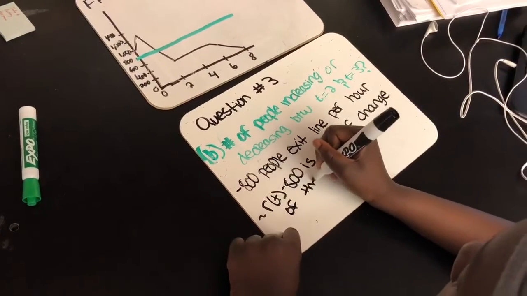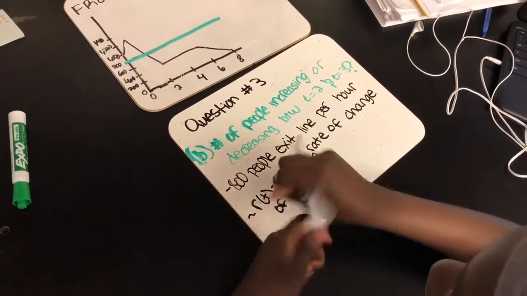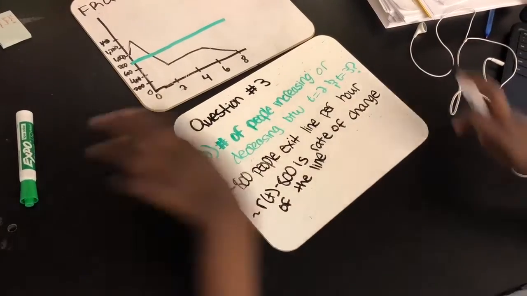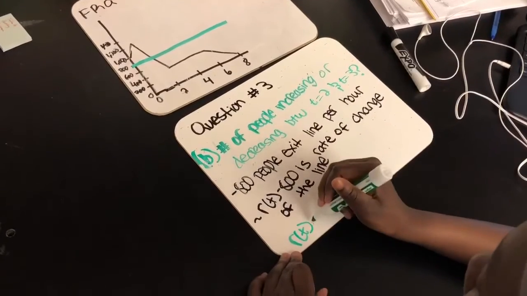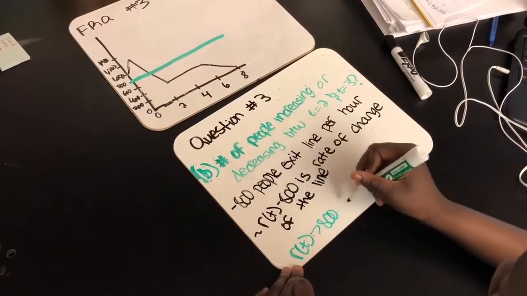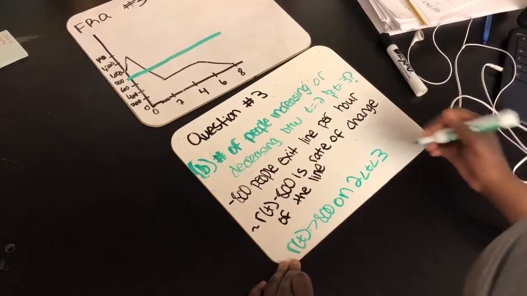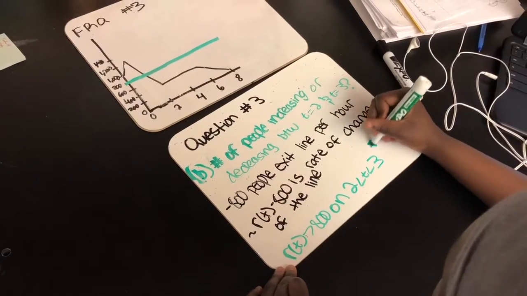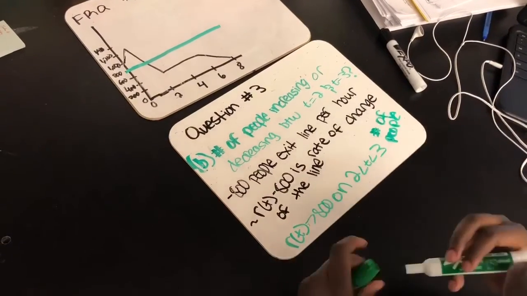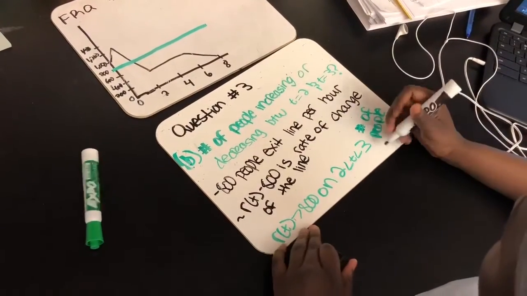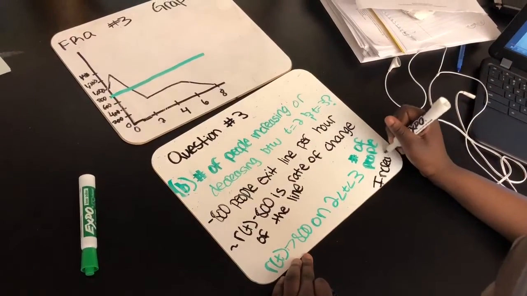Excuse me while I switch my markers. So r of t and 800, right? So r of t is greater than 800 for 2 less than t less than 3. So the number of people is increasing between t equals 2 and t equals 3. It is increasing because 2 is less than t, but t is less than 3. Don't forget that. And always use your graph as well.